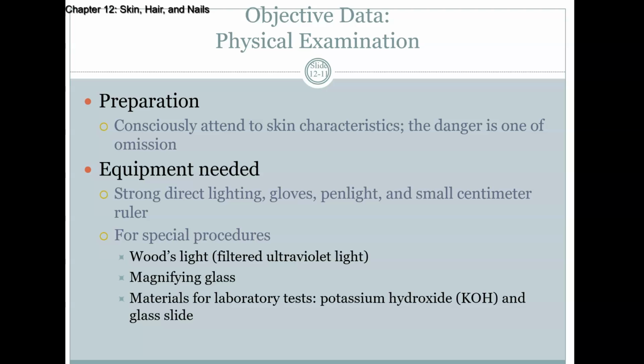For instance, if you clip a little area off of somebody's skin or take a piece of skin, you would put it in potassium hydroxide, put it on a slide, and they would look at it and could tell whether or not it was cancerous.